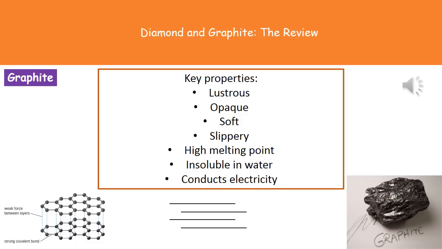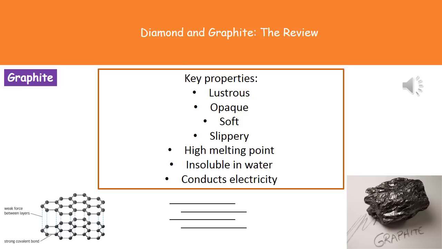The second material we're going to consider then is graphite. So this one has a few more key properties we've got to remember. First one being it's lustrous. If you look at the picture in the bottom right there, you can see it has that shiny appearance still. It's also opaque, which means it doesn't allow light to pass through it. It's a soft material and it's slippery. It's got a high melting point, it's insoluble in water, and it will conduct electricity.